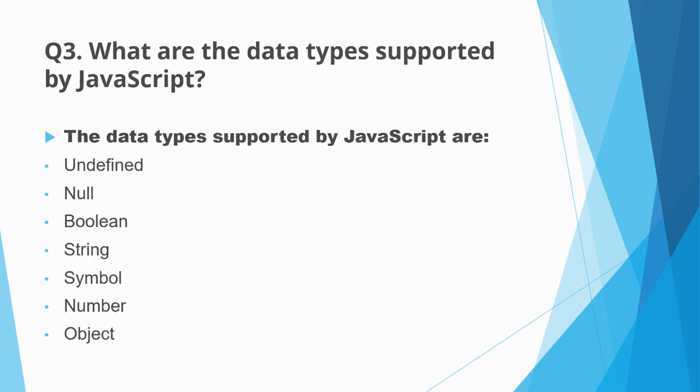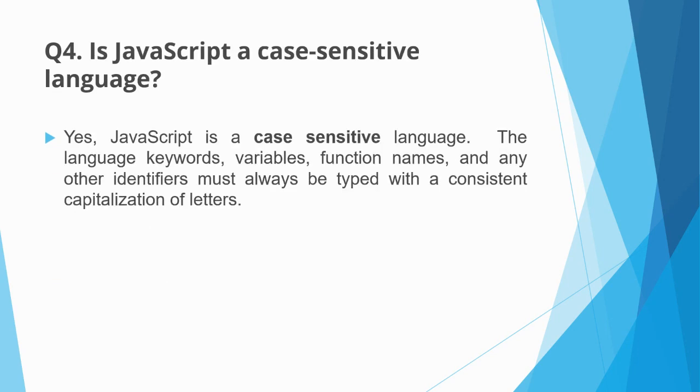So the next question is, what are the data types supported by JavaScript? Here is a list of data types supported by JavaScript, and those are undefined, null, boolean, string, symbol, number, and object. Next question is, is JavaScript a case sensitive language? The answer is yes, JavaScript is a case sensitive language. So we have to precisely type with the capitalization of letters wherever required.